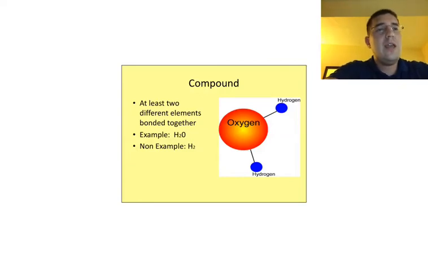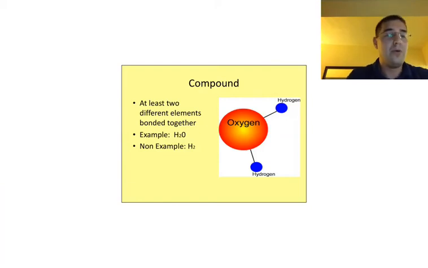So let's take a look at this image here. First of all, I want you to tell me how many elements there are in this image. There's actually two elements: oxygen and hydrogen. If someone said three, you told me how many atoms there are. Yes, there are three atoms, 1, 2, 3. But there's only two elements, hydrogen and oxygen. In order to have a compound, you must have two elements.